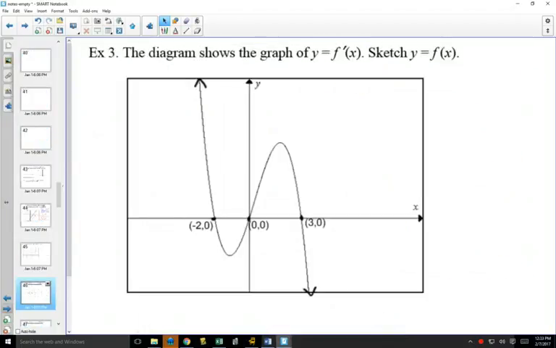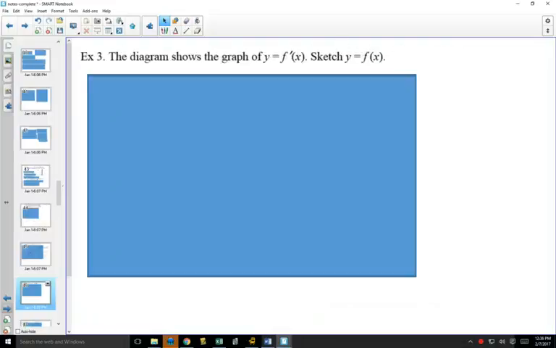Here's our third one. Now we're given the graph of the derivative, and you want to graph the original. All right, check how he did.